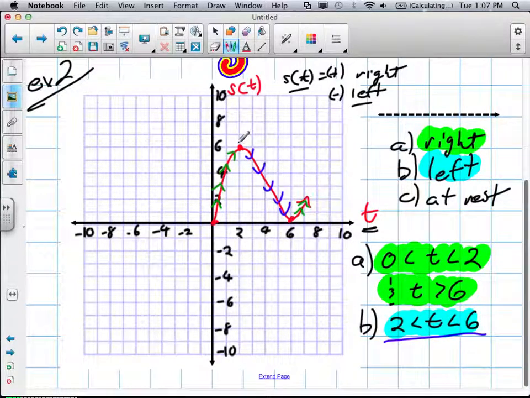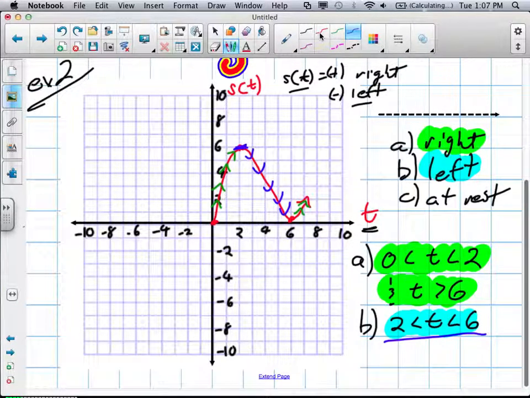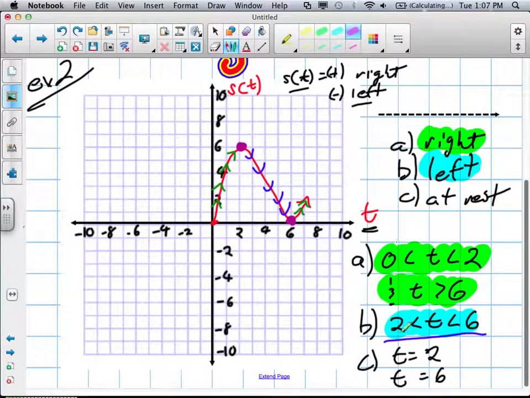We have a change of direction at 2, right here. And what we'll do is put another color. Do purple, okay? And we have a change of direction here. So those are, for C, when t is equal to 2 seconds and when t is equal to 6 seconds, we have changes in direction. T at 2 and t at 6. That is when this will be at rest.